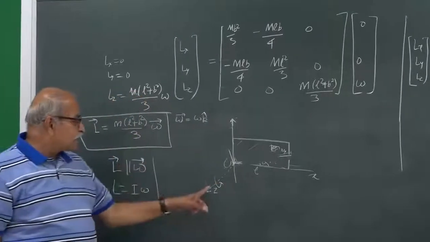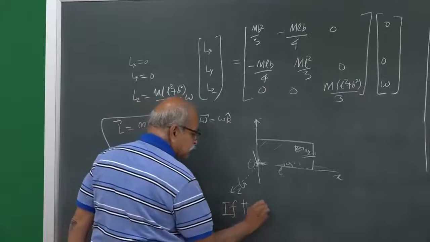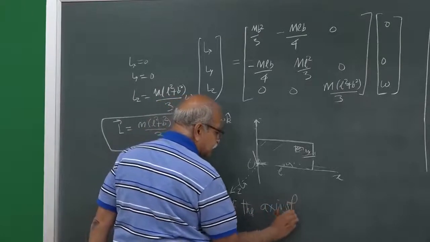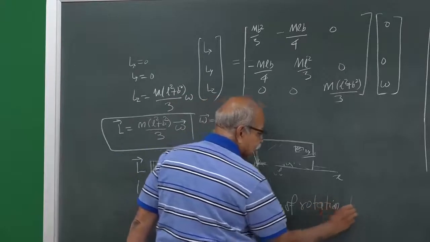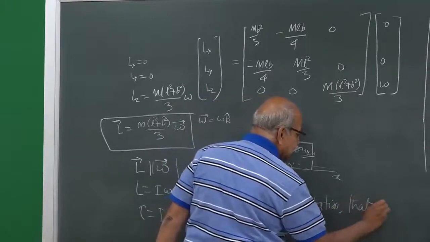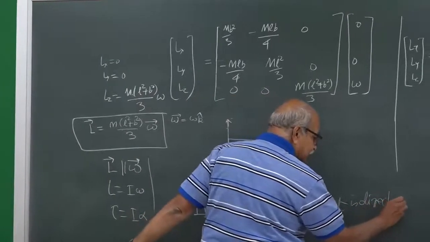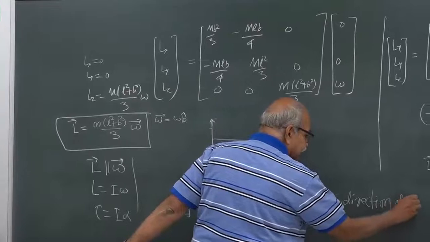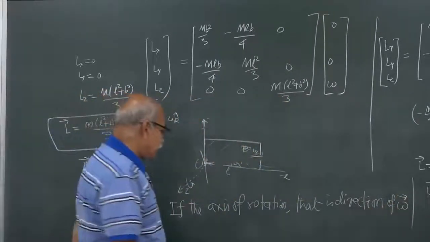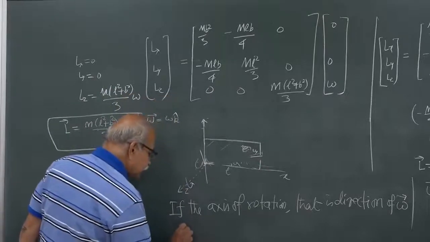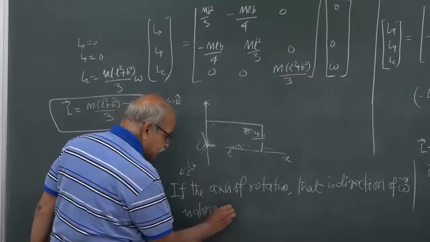But nevertheless at this moment, what is the axis of rotation? Direction of omega. Remember, this need not be constant in time, it can change with time. I am talking of a certain instant. The direction of omega is along one of the principal axes.